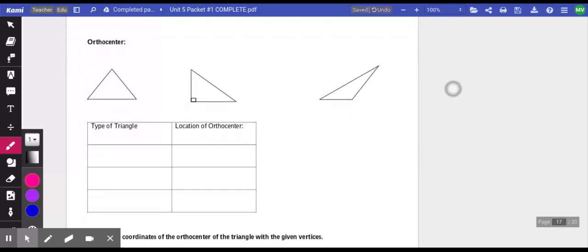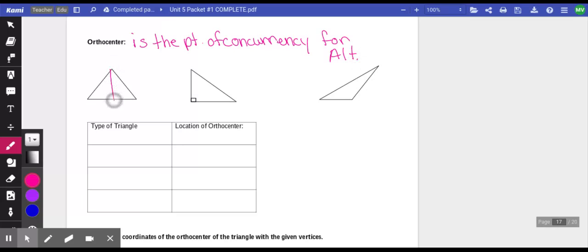The orthocenter is the point that the altitudes meet. Point of concurrency for the altitudes. So when I am looking at the altitudes of an acute triangle, remember an altitude goes from the vertex and makes a right angle. Acute triangles, it will always be inside. So the orthocenter will always be inside.